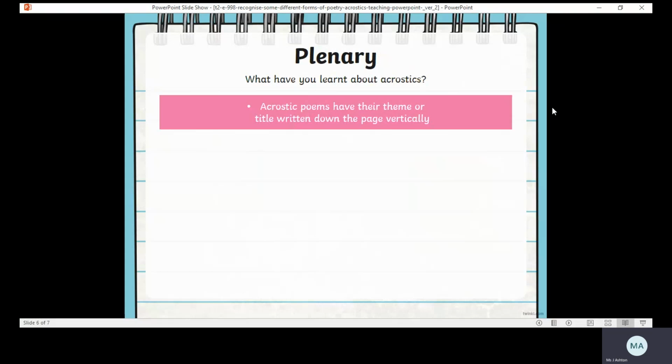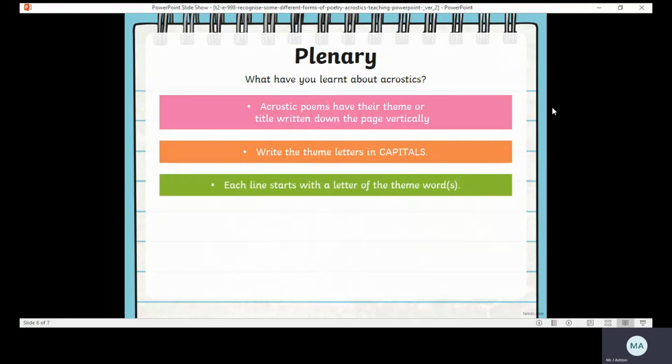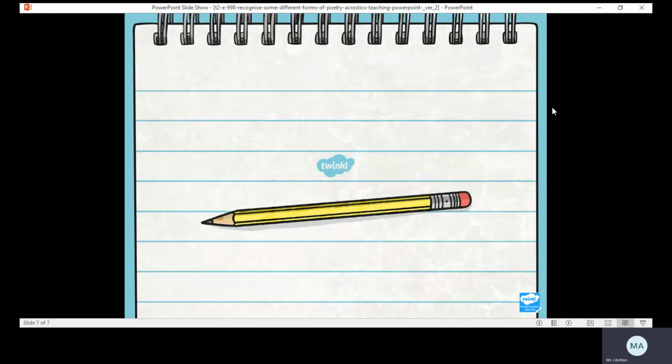In the folder, there is a template with a box that you can put your capital letter in and spell your word out before you start writing your poem, so you know what letter each word has to start with. Write them in capitals, and each line starts with a letter of the theme word. You don't have to rhyme, but use other poetic devices such as the alliteration, the similes. If you want to use rhythm, that's fabulous as well. Okay, so have a go.